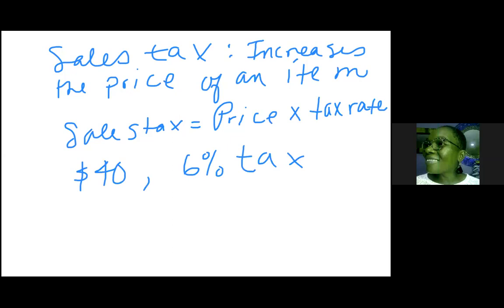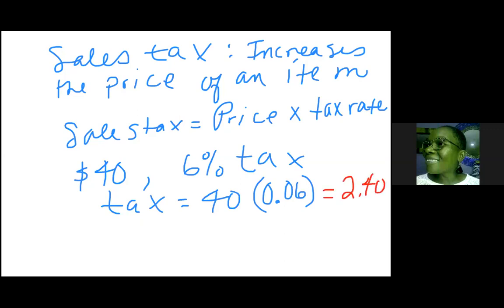So guys, here's how we're going to do it. We're going to calculate the tax. So we take the price of the item, which is $40, and then we're going to multiply it by the tax rate. The tax rate is 6%. 6% as a decimal is 0.06. So you grab your calculator and you multiply this, you get $2.40 in taxes.